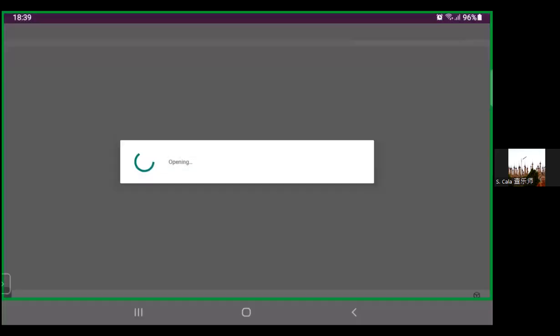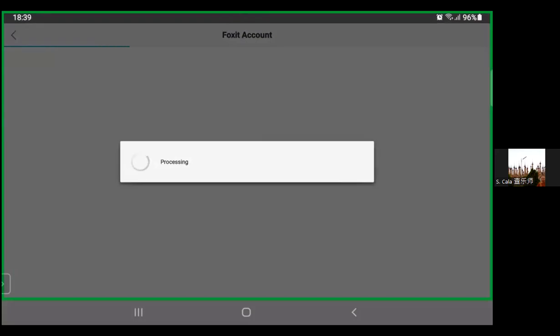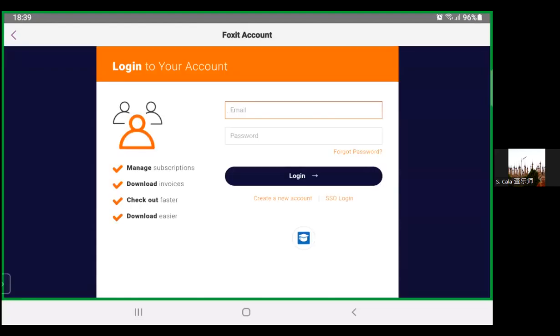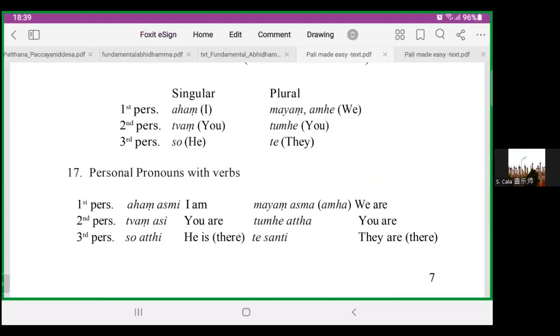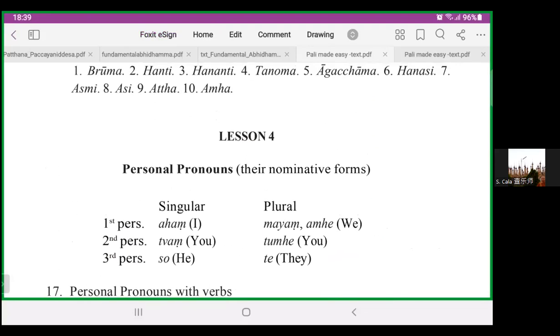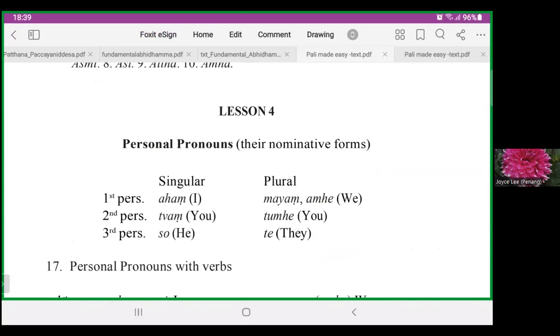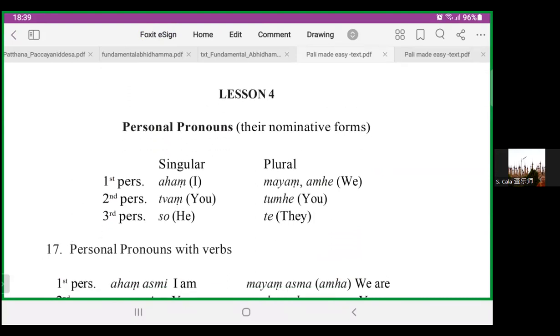So let's say if I say Te Santi, what's the meaning of Te Santi? Somebody want to answer? What's the meaning of Te Santi? They are, all right? How about Tuam Asi? You are, okay? Tumhe Ata. You are, or you all are. Okay, it's plural. Aham Asi. I am. Okay.